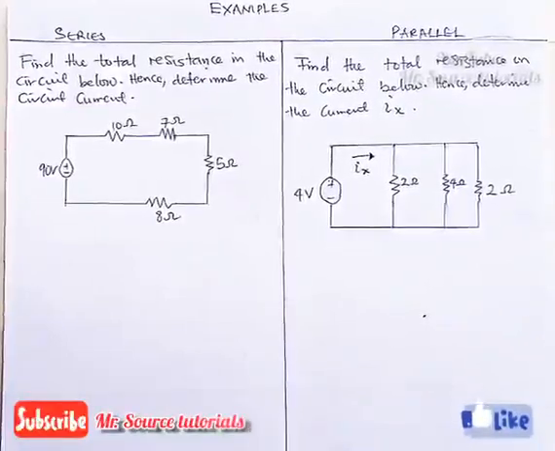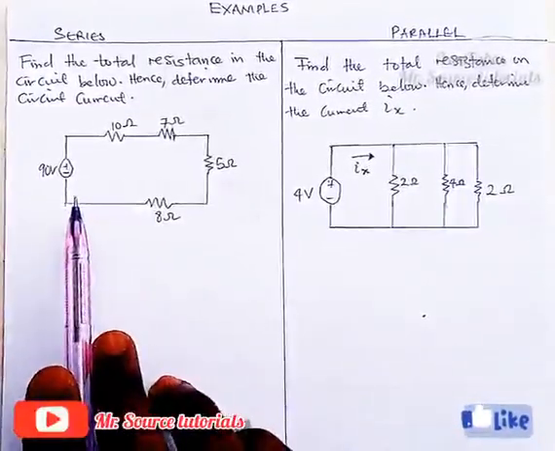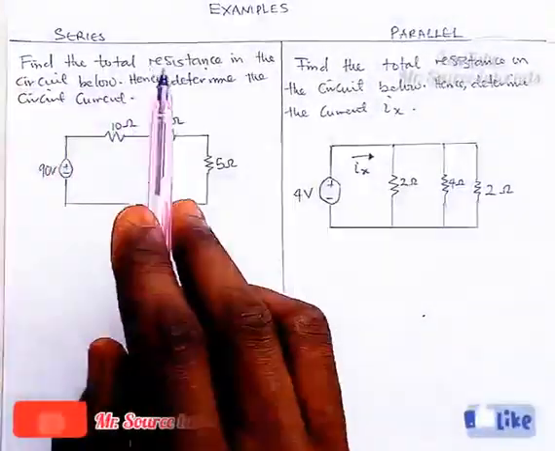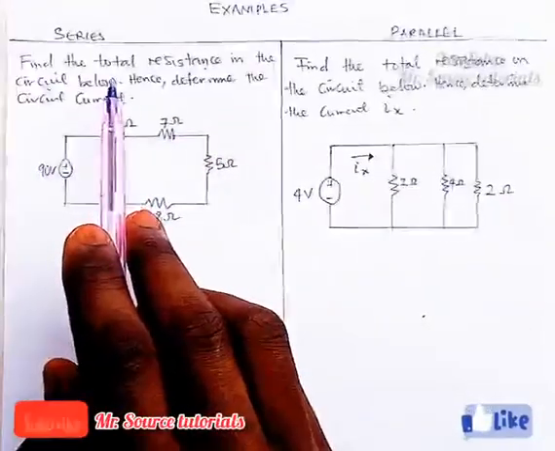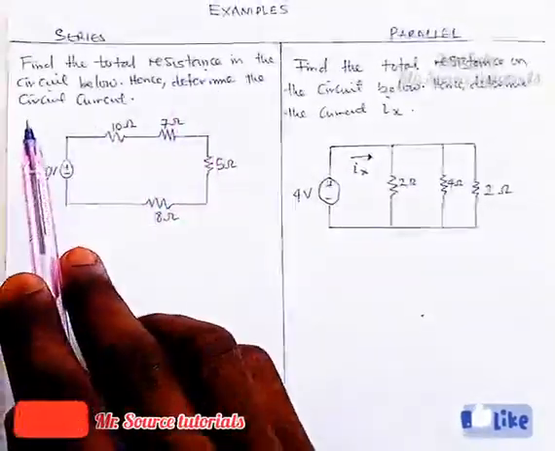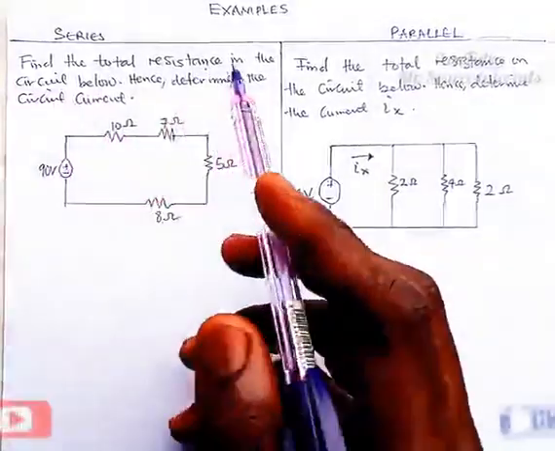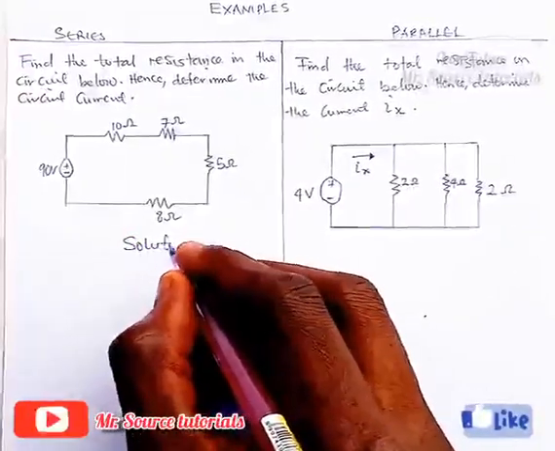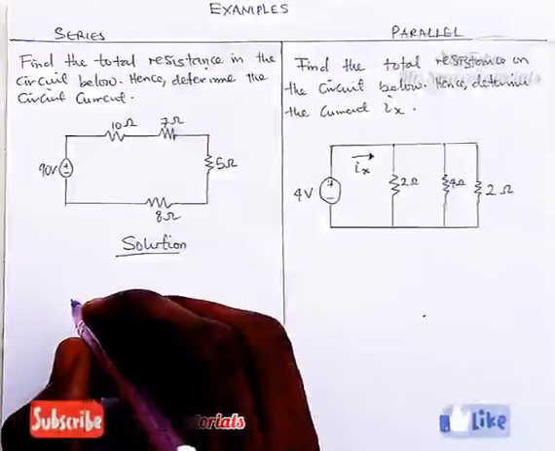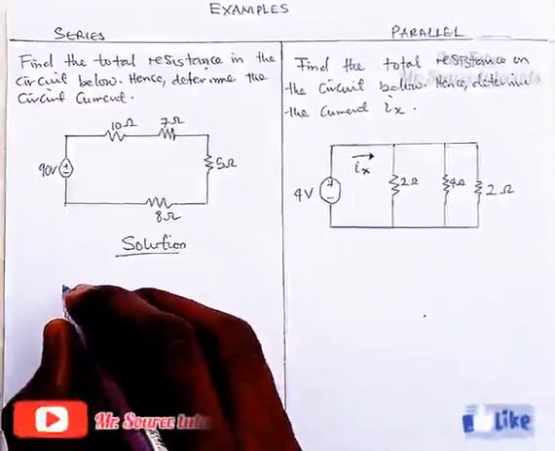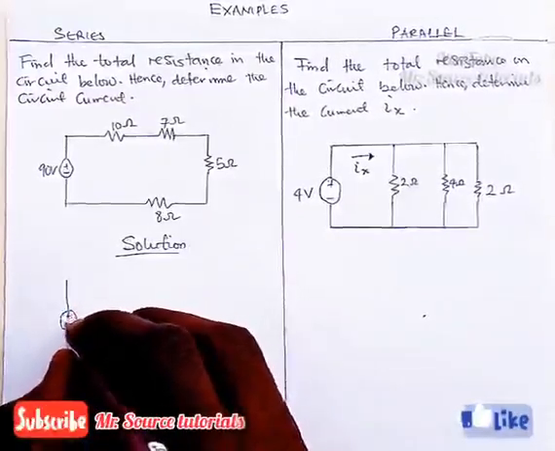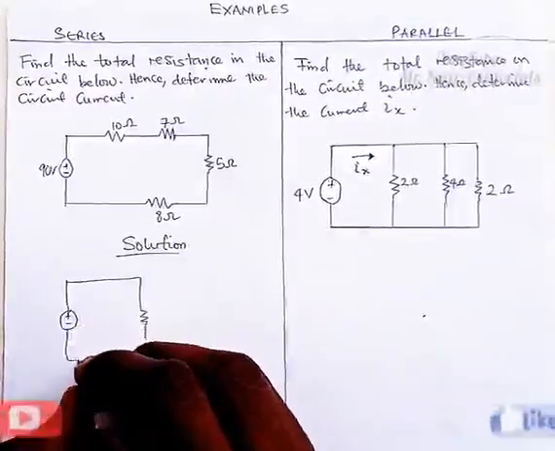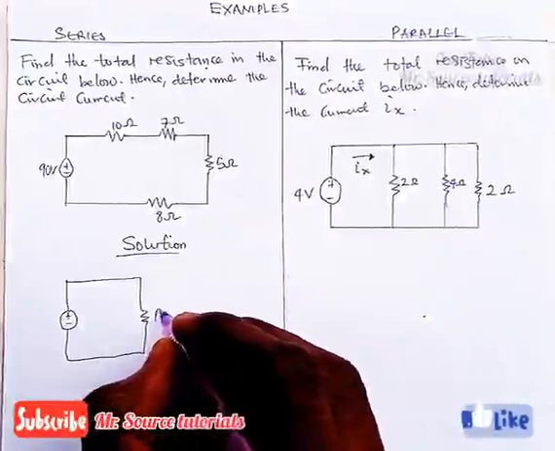Okay, let's consider this example. For series, the question says find the total resistance in the circuit below. Hence, determine the circuit current. This is the circuit. This is what they're asking you to do, and this is how the circuit will look. You have to determine this value, R total.